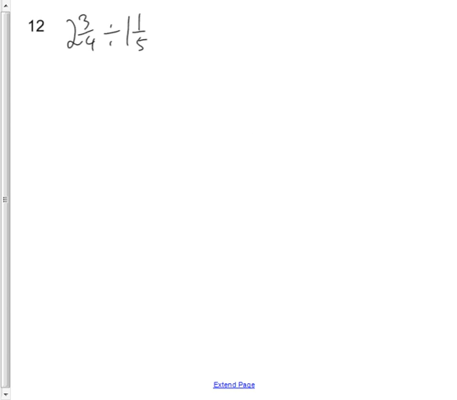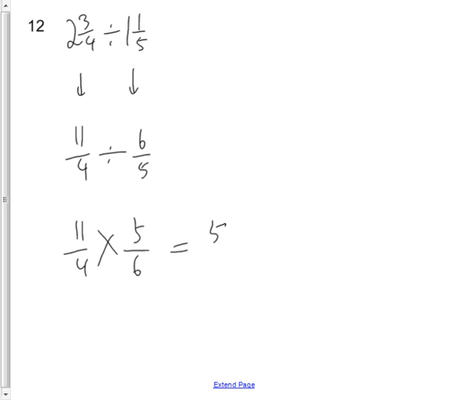Question 12 is a division of fractions question. It says 2 3/4 divided by 1 1/5. The easiest way to approach this is to change both mixed fractions to improper. So we have 11 quarters, which is the equivalent value of 2 3/4, divided by 6/5, which is the improper version of 1 1/5. We know that dividing fractions can easily be done if you change it to multiplication of the reciprocal of the second fraction. So we're going to change it to, instead of 6/5, 5/6.